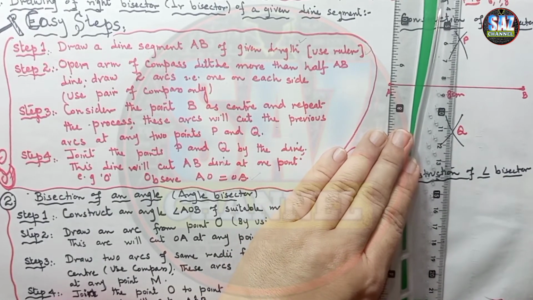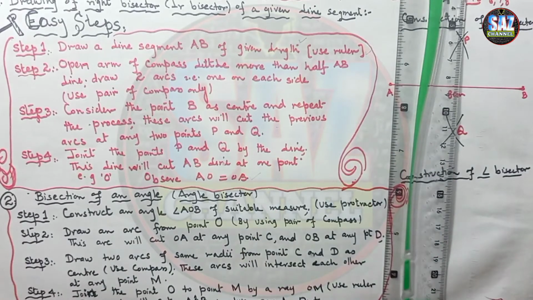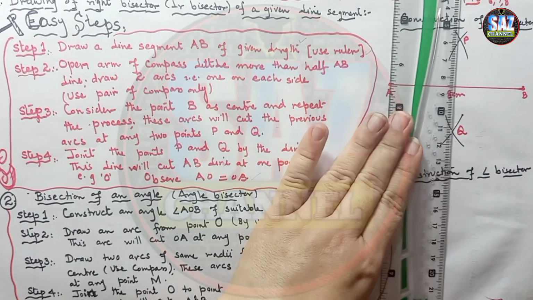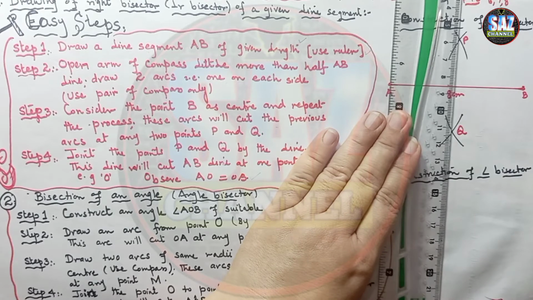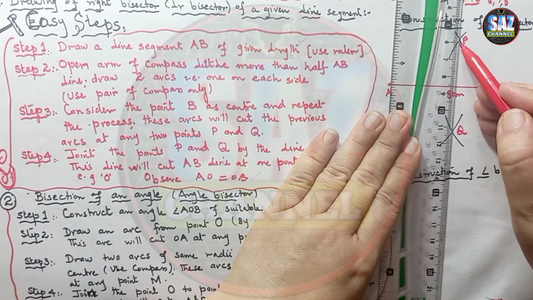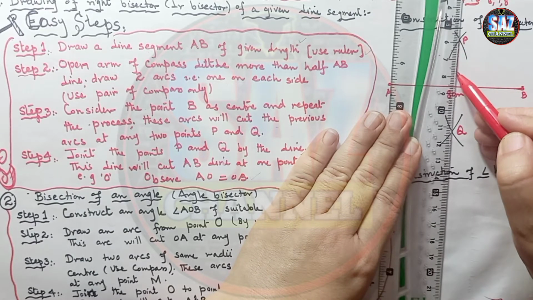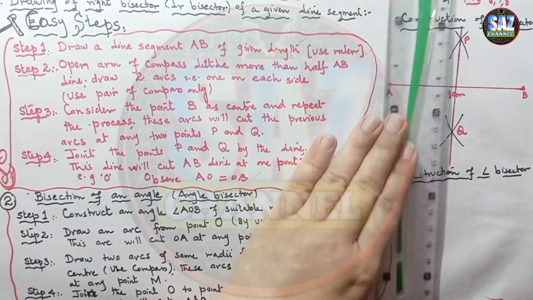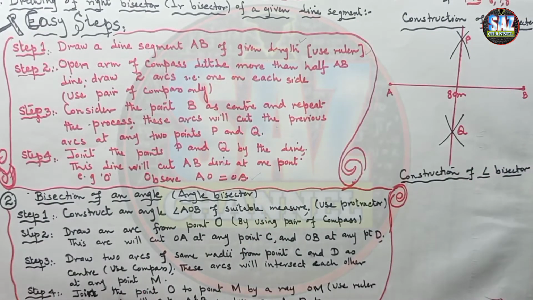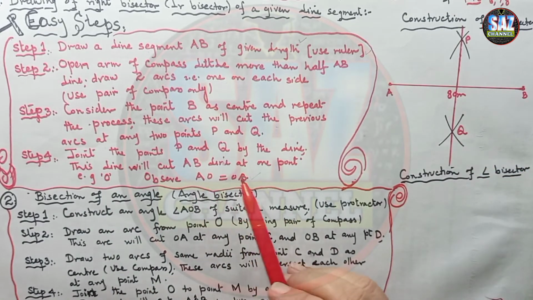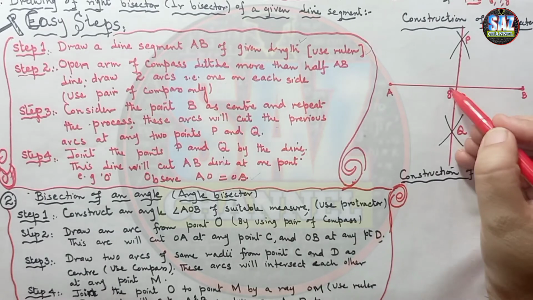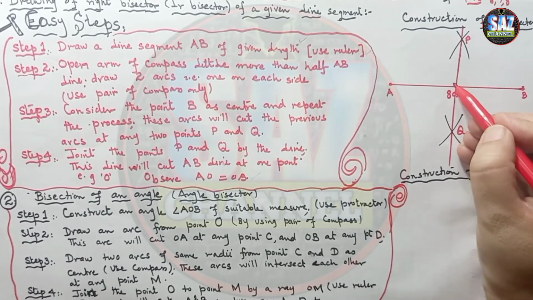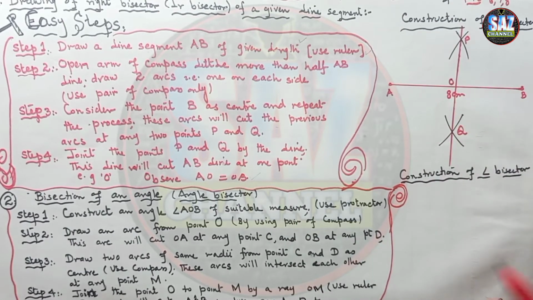Let me take some other color pen so that my students can see the difference. This has to pass through this point. P to Q, I have to join this line. Then the line through P and Q will cut the AB line at a point. Suppose it's cutting at point O. Let me mark it with O.